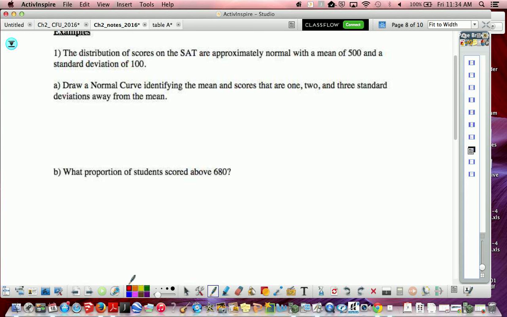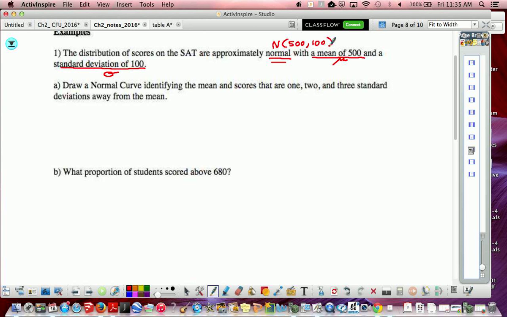Lots of times when I read a problem and I see the mean stated, I like to write the symbols right by it. So right away I'm just going to note those. There's my population mean. There's my population standard deviation. It says normal, so I know we're talking about a normal curve with a mean of 500 and a standard deviation of 100. That's going to be important information that we will be using.